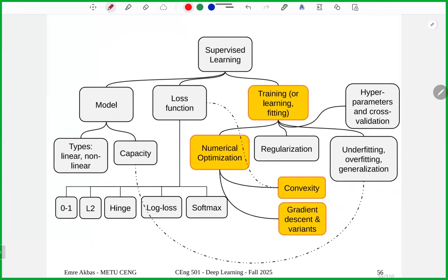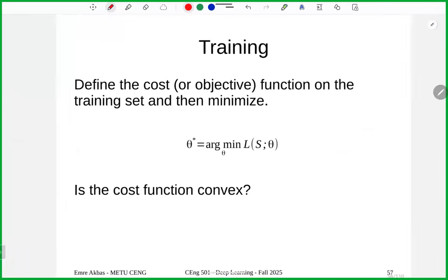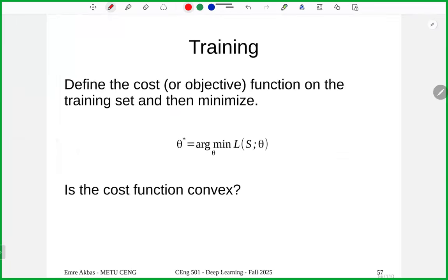Good. Now we will look at the training or learning or fitting concepts related to this topic. And under it, we will look at numerical optimization, and we will discuss concepts such as convexity and algorithms like gradient descent and its variants. Training is nothing but an optimization problem. We define a cost function or an objective function first on the training set, and then we minimize it.